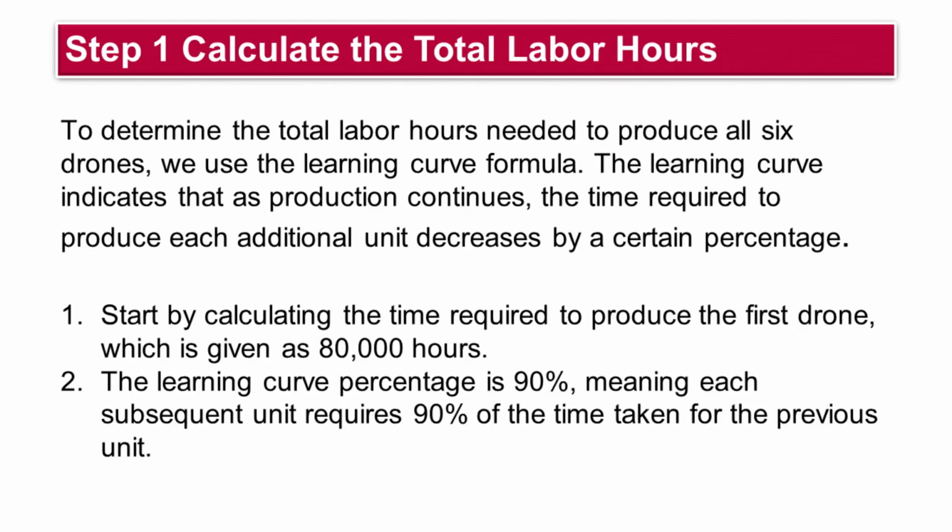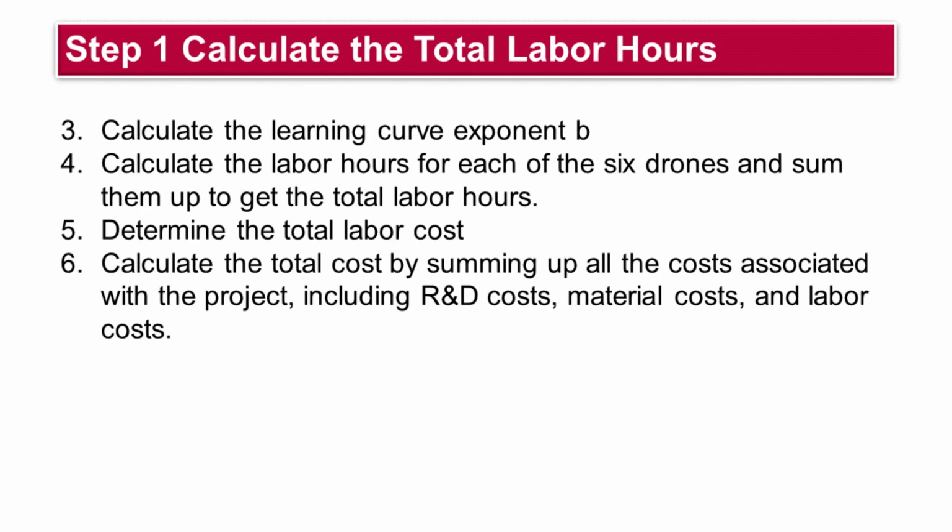To determine the total labor hours needed to produce all 6 drones, we use the learning curve formula. The learning curve indicates that as production continues, the time required to produce each additional unit decreases by a certain percentage. First, start by calculating the time required to produce the first drone, which is given as 80,000 hours. Second, the learning curve percentage is 90%, meaning each subsequent unit requires 90% of the time taken for the previous unit. Third, we calculate the learning curve exponent B.